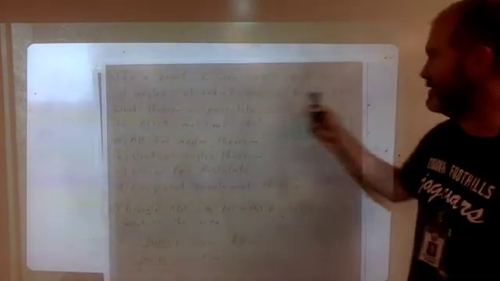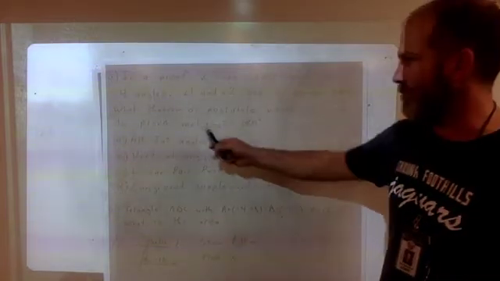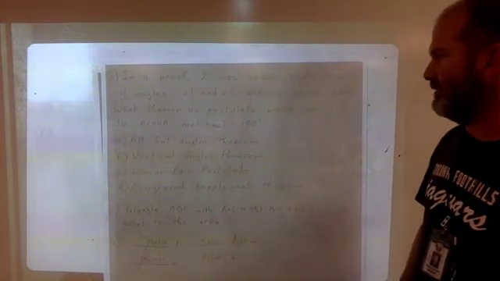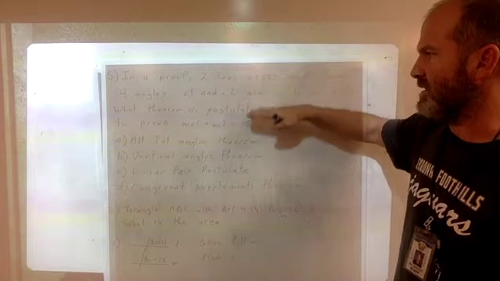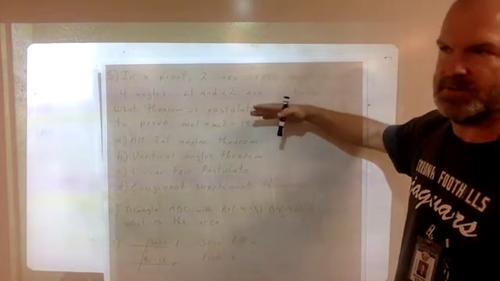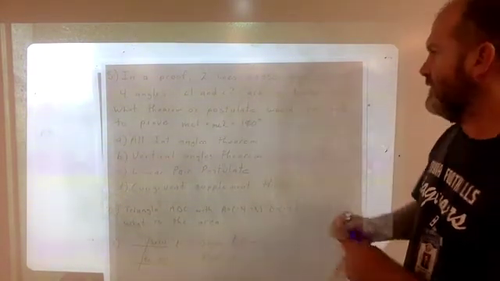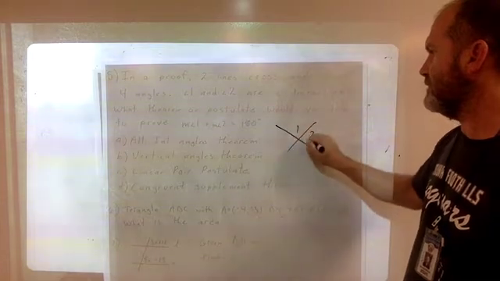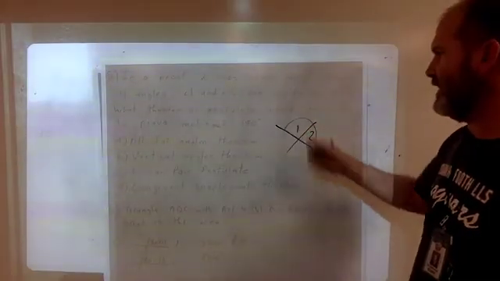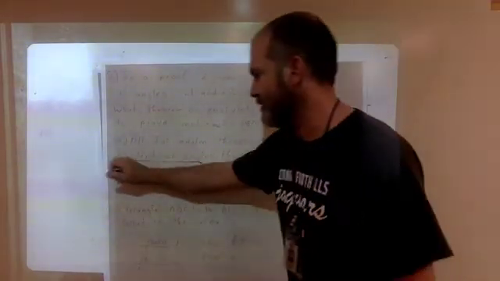It says, what theorem could you use if 1 and 2 are a linear pair to show that 1 plus 2 is equal to 180? Well, linear pair means that they are a total of 180. The sum is 180. If you have two lines that cross and 1 and 2 are right next to each other, that's a linear pair. They add up to 180. So it's a linear pair postulate.